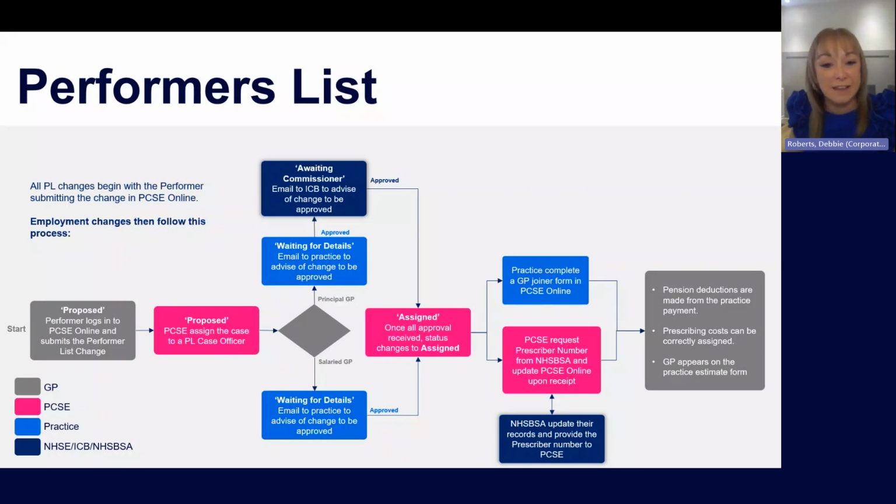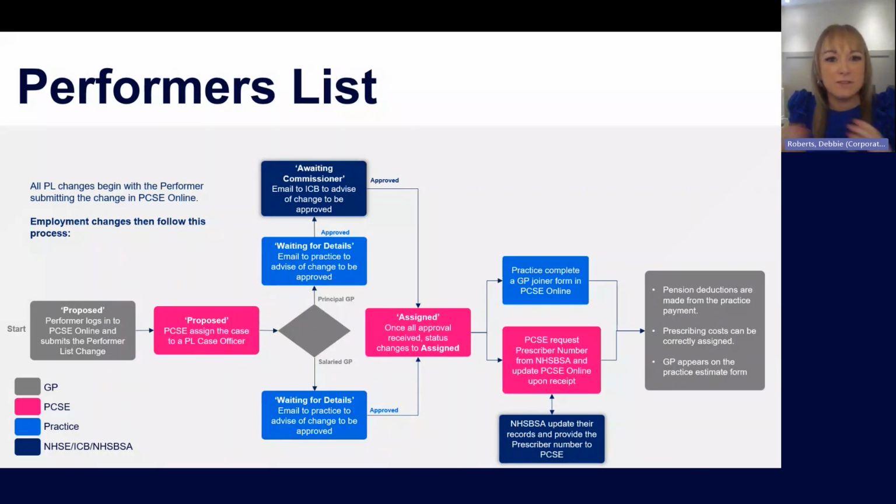We then contact NHS BSA and arrange for the prescriber number to be generated. And then at this point, that's when you can then go into PCSE Online and complete your pension joiner form for your GP. Then once you've completed the joiner, you'll then see that the GP will appear on your practice estimate form, and then the relevant pension deductions will be made from the practice and the prescriber costs can be correctly assigned.